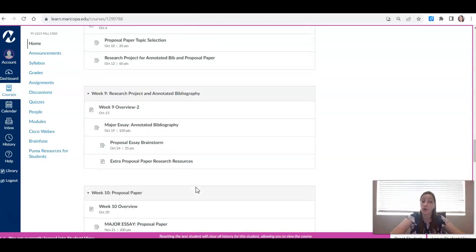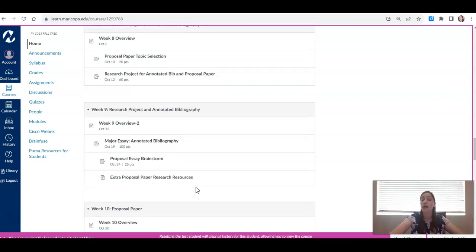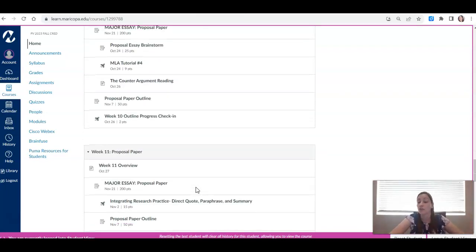Again, the goal here with the research project and annotated bibliography is to find our research for the proposal paper and analyze our research for the proposal paper. And that way we're ready to move into brainstorm and writing.